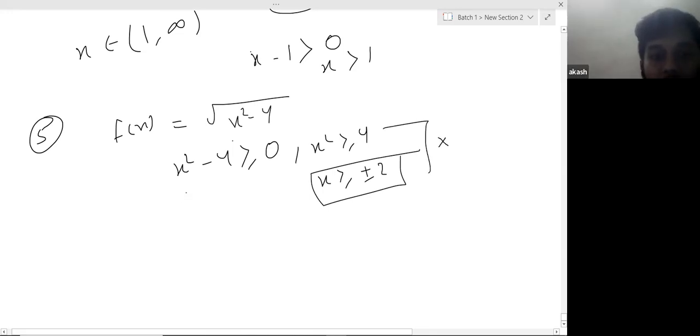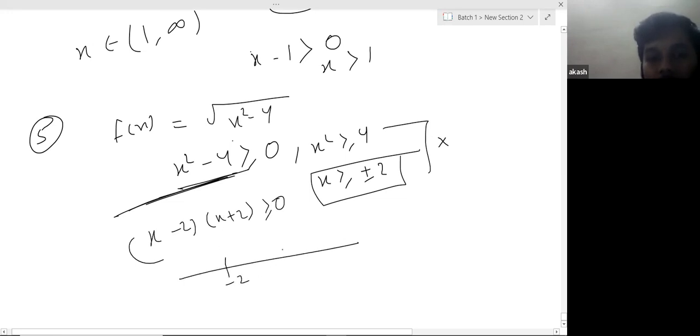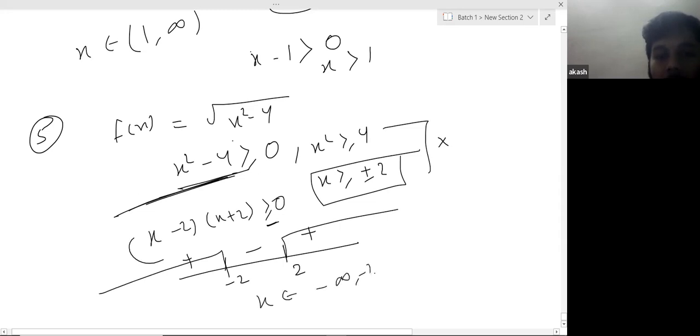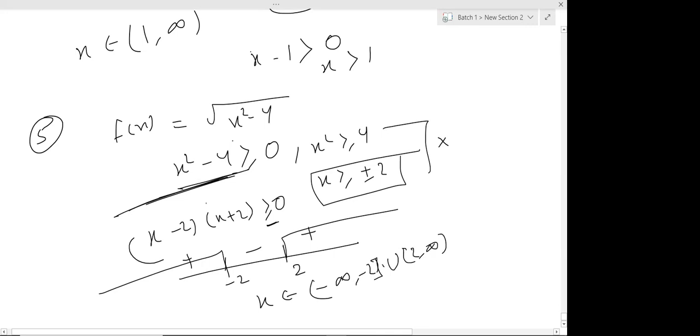Remember the chapter inequalities. We factorize here. The way to go is factorization: x minus 2, x plus 2 is greater than or equal to 0. Now wavy curve method. You remember that? We want the positive one. So this is the area, this is the number line. So x belongs to minus infinite to minus 2, close bracket here, union 2 to infinite. Remember, Gautam, how to solve this? Yes, sir.